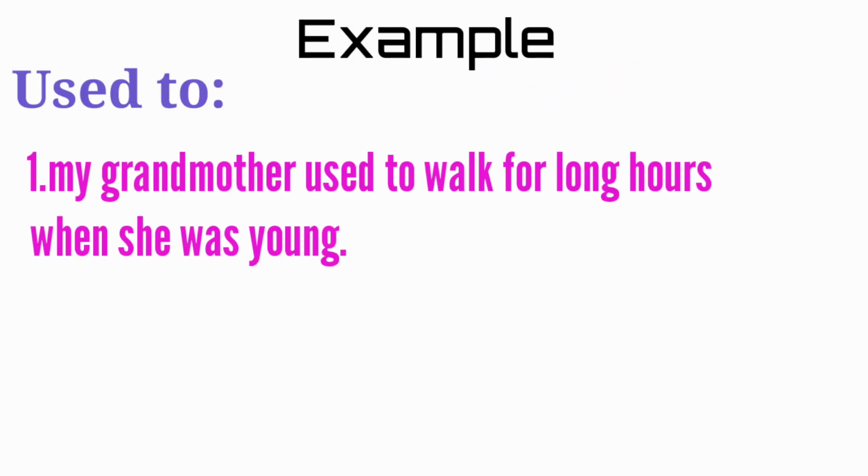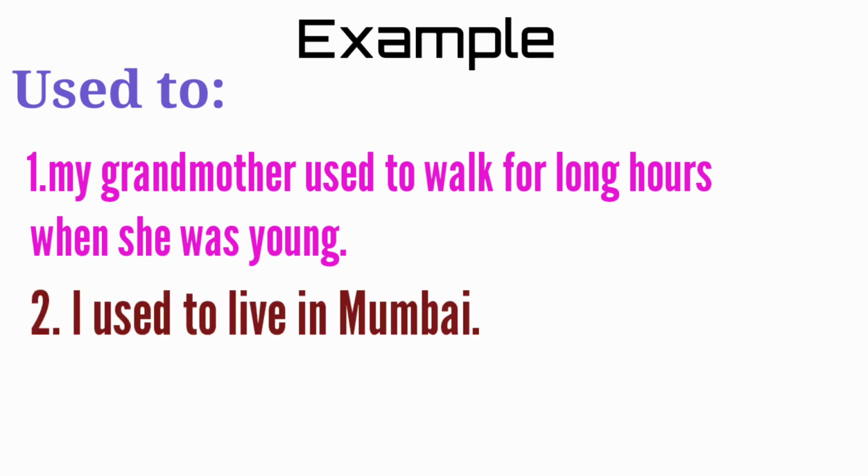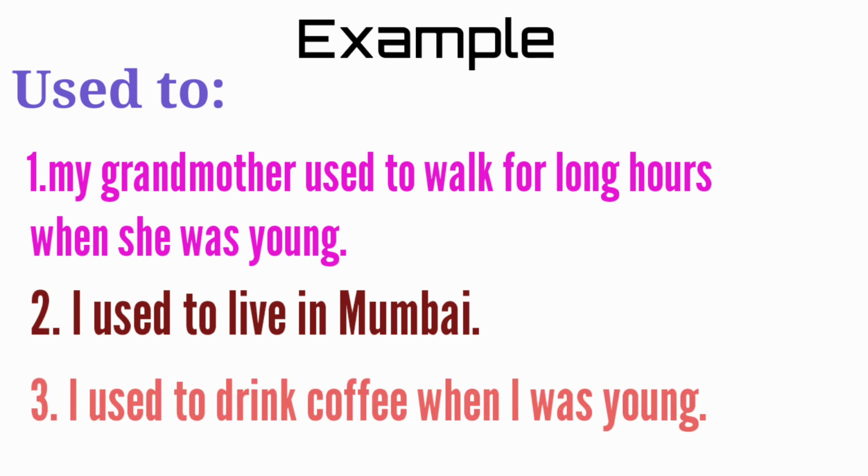My grandmother used to walk for long hours when she was young. I used to live in Mumbai. I used to drink coffee when I was young. These sentences express the idea that it was happening in the past but not in the present. To describe anything that was done earlier, we have to use used to.